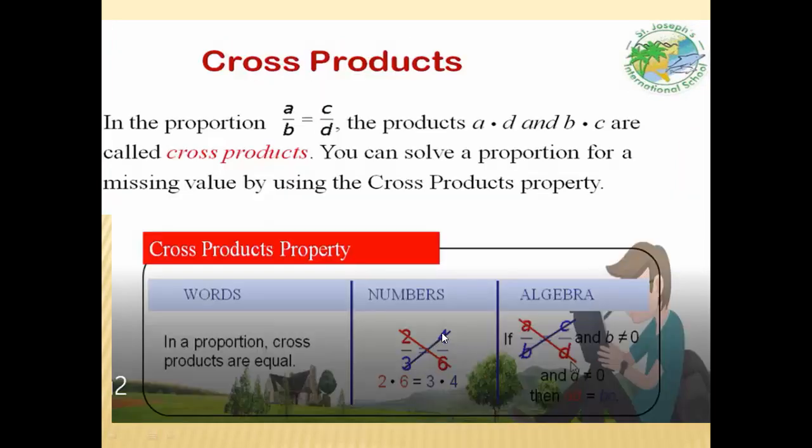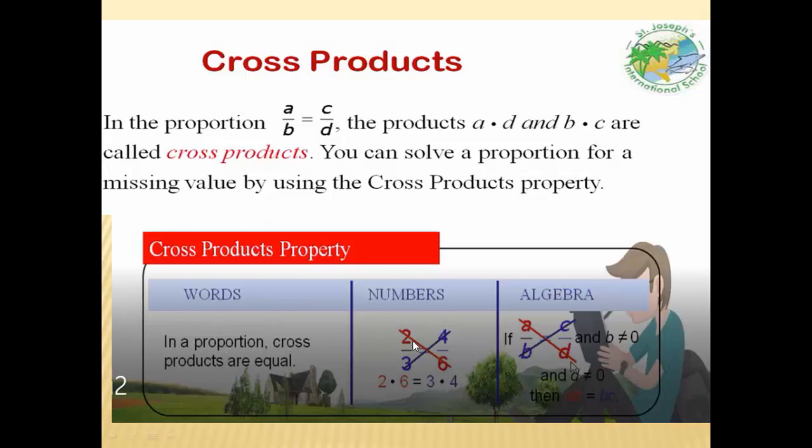Cross products: in the proportion A over B equals C over D, the products A times D and B times C are called cross products. You can solve a proportion for a missing value by using the cross products property. Cross products property: in a proportion, cross products are equal.